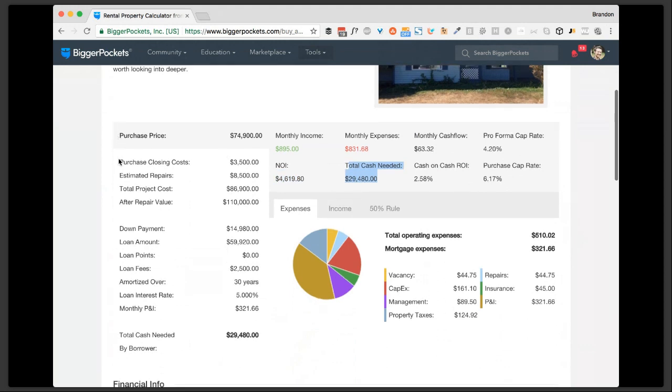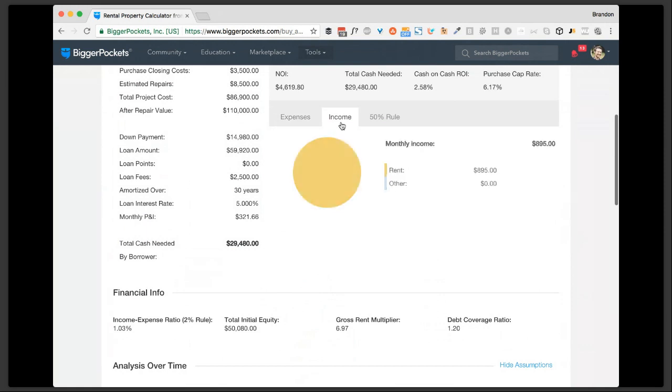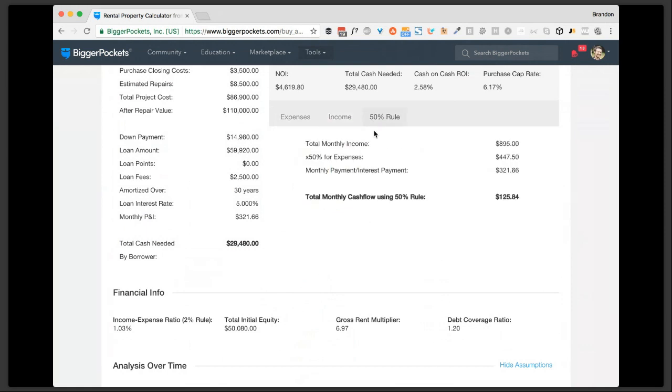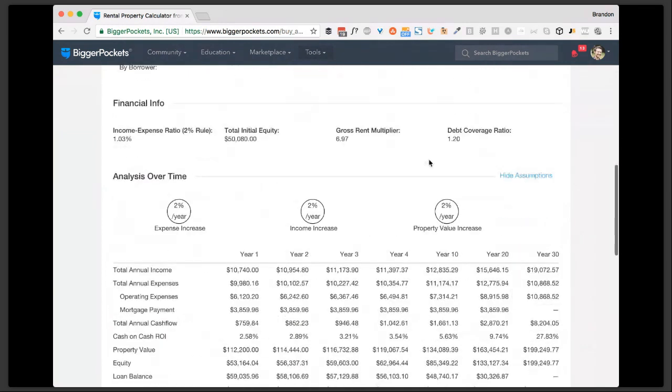We've got all the input numbers that we put in. Below that, we've got how did our expenses add up so high? And a kind of a graph that shows what each of them are. We can see what different sources of income were. We can see what the 50% rule says about this deal. A lot of people love the 50% rule, but check this out. In this case, the 50% rule makes it seem like a lot better deal than it really is. Below that, we can see things like how it compares to the 2% rule.